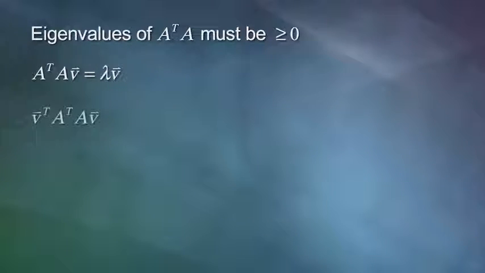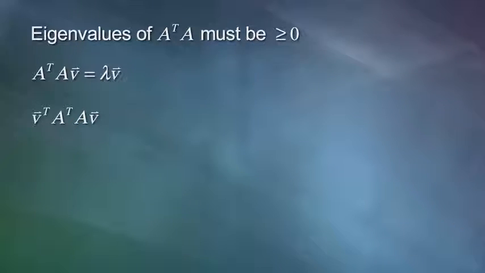This theorem says the eigenvalues of A transpose A must be greater than or equal to 0. To see why this is true, suppose lambda is an eigenvalue of A transpose A. Then A transpose A times V equals lambda V for some non-zero eigenvector V. And we can scale V so that it's length 1 and it will still be an eigenvector. But now we're going to look at the quantity V transpose A transpose A V in two different ways.